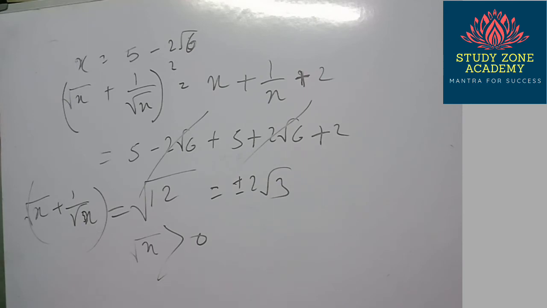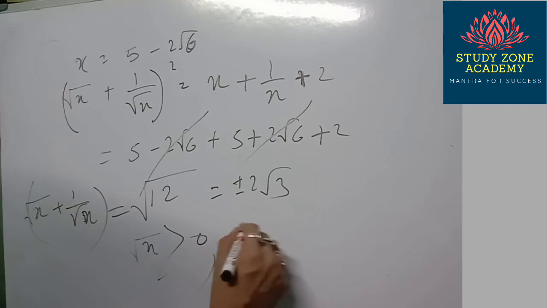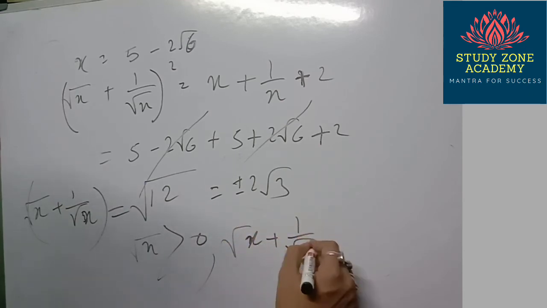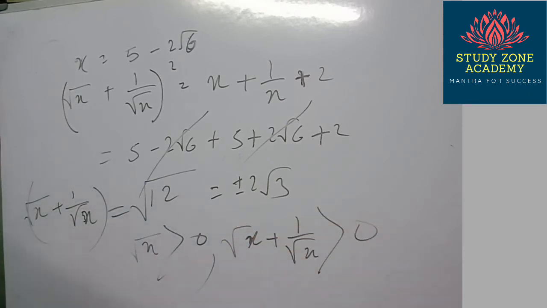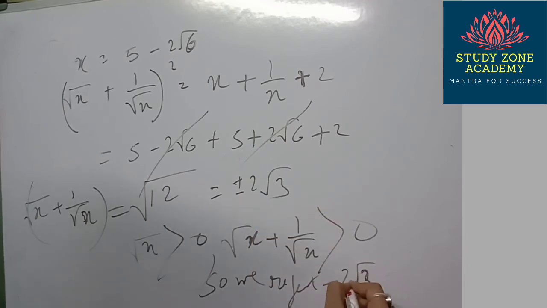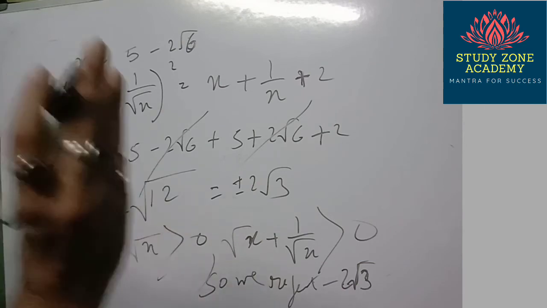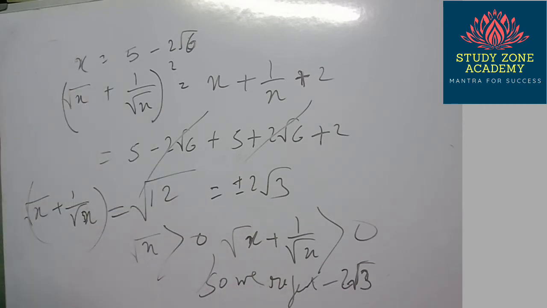In a similar manner, if root x is greater than 0, then obviously root x plus 1 by root x should also be greater than 0. Remember this thing, this also needs to be greater than 0. So in that case we are going to reject minus 2 root 3. You need to answer this question in this manner only. If you are missing it, you are losing marks.